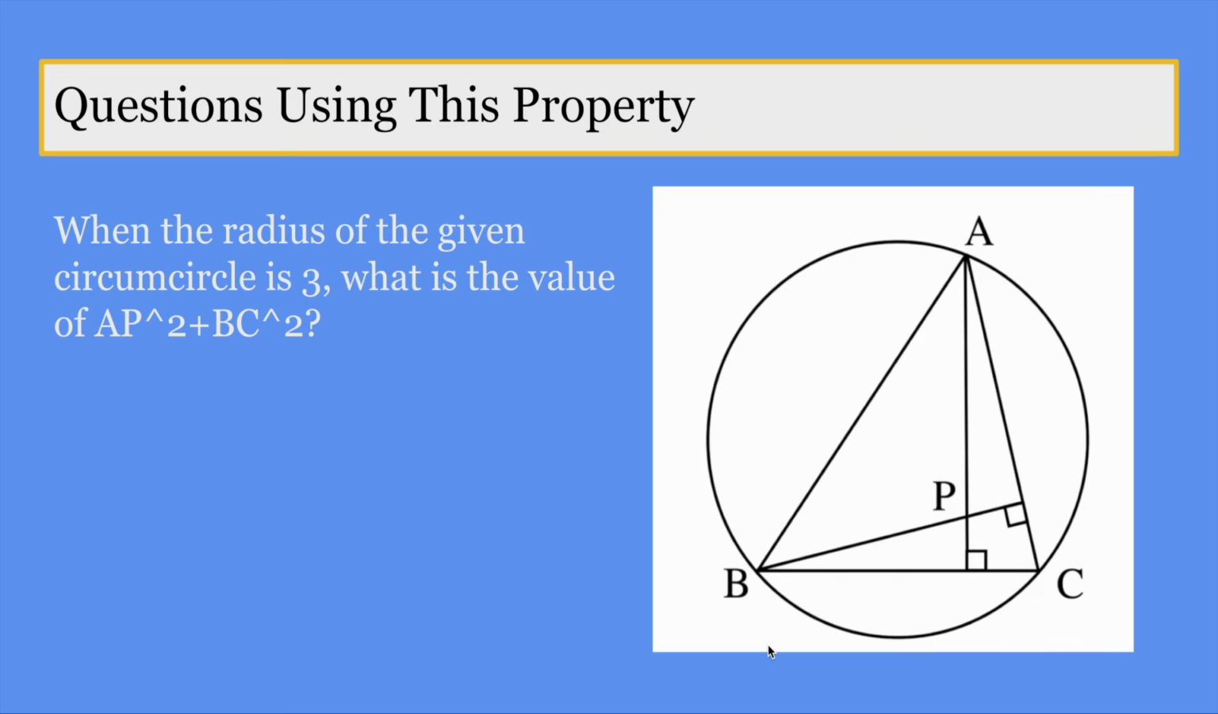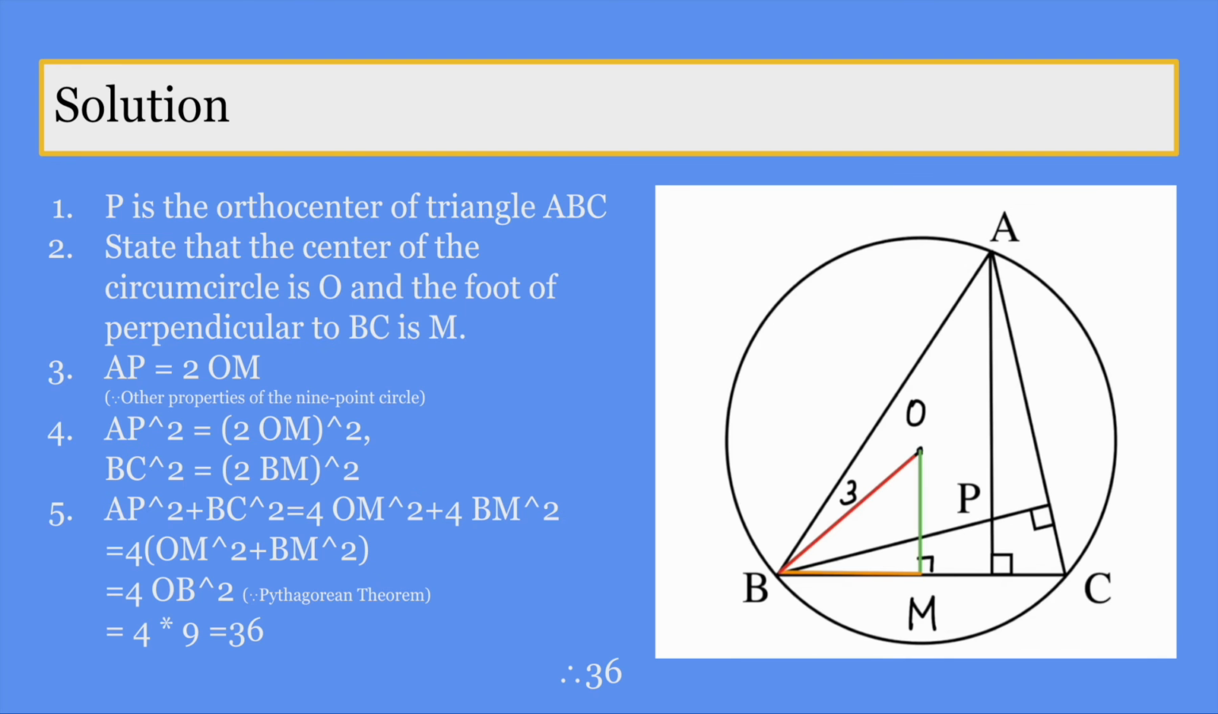Lastly, let's take a look at a question using this property. When the radius of the given circumcircle is 3, what is the value of AP squared plus BC squared? The solution for this question is very simple. First, it is seen in the diagram that P is the orthocenter of triangle ABC. Also, let's state that the center of the circumcircle is O, and the foot of the perpendicular to BC is M.